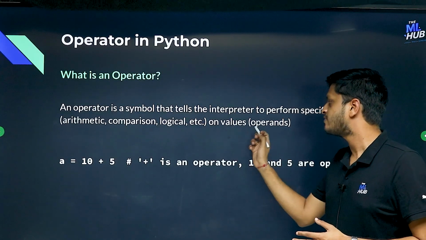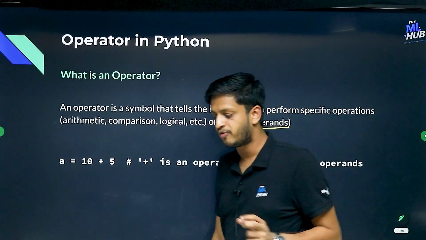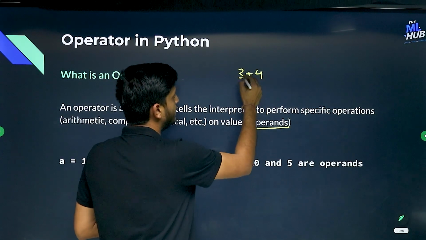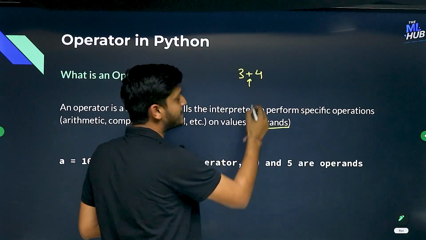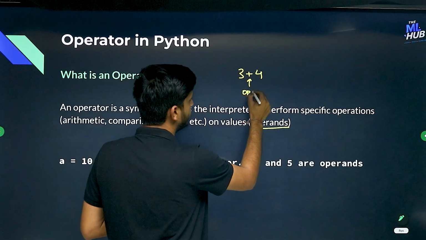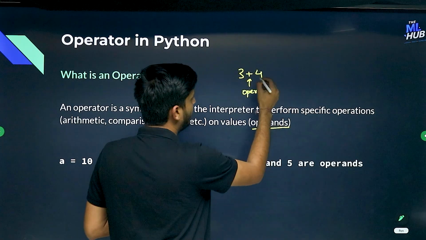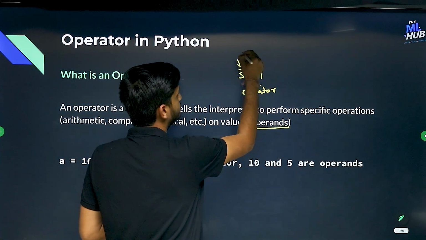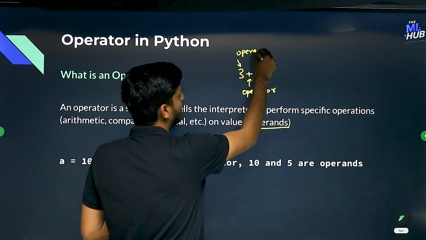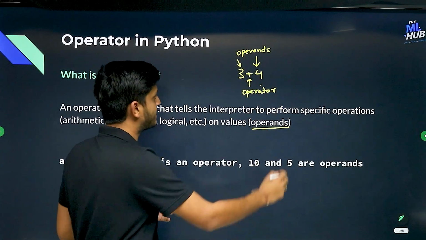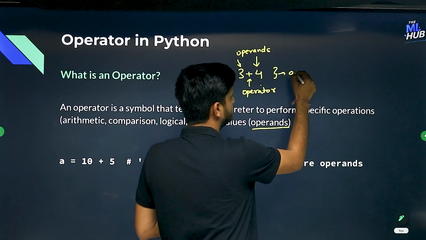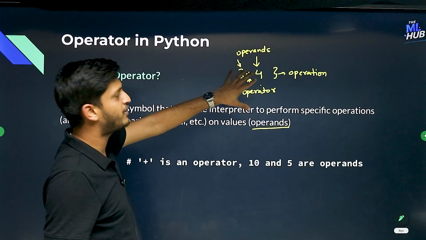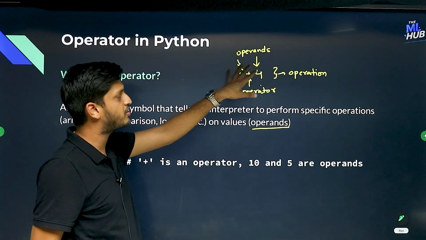On the values, and these values are called operands. So whenever you are performing an operation, let us say I want to do 3 plus 4 in a programming language, then the plus sign is called the operator, and the operation is done on these 2 values. So these values are called operands. Every operation will have some operands and an operator, and this entire thing is called an operation. This specific type of operation is an arithmetic operation because we are adding 2 numbers.